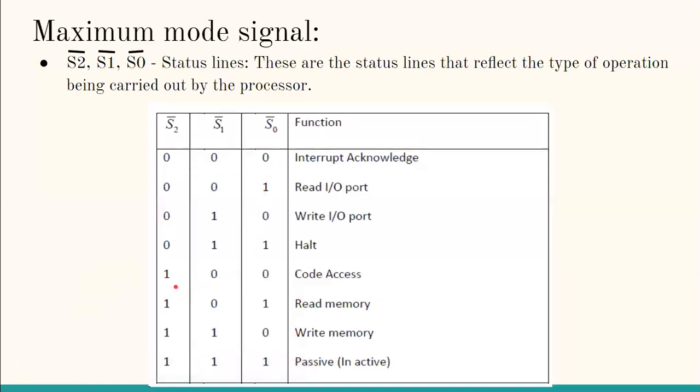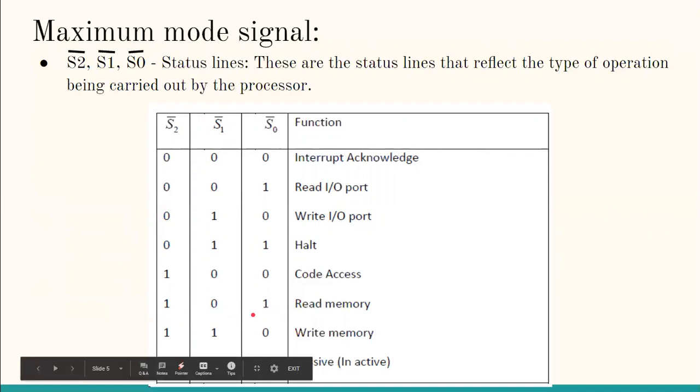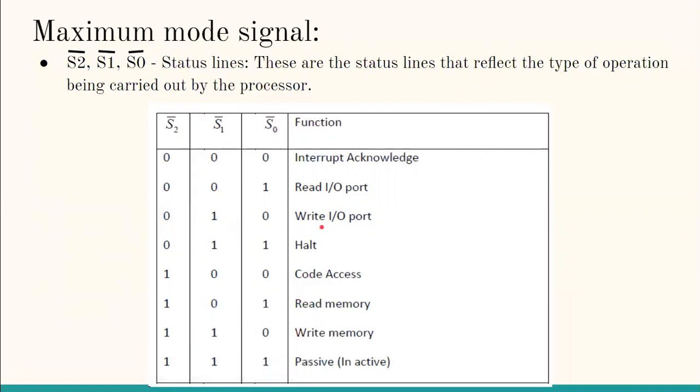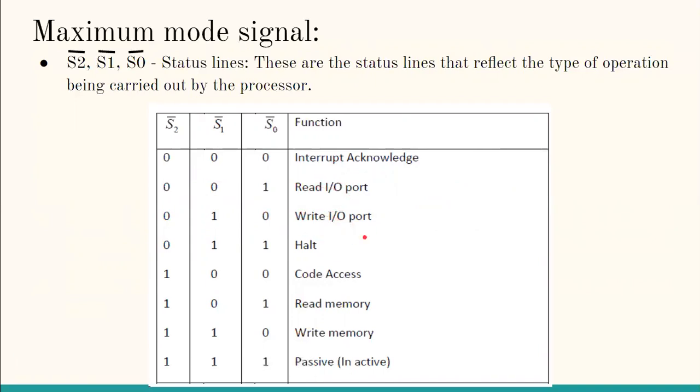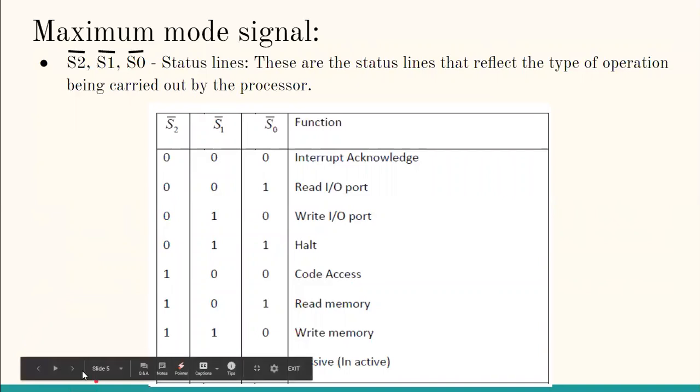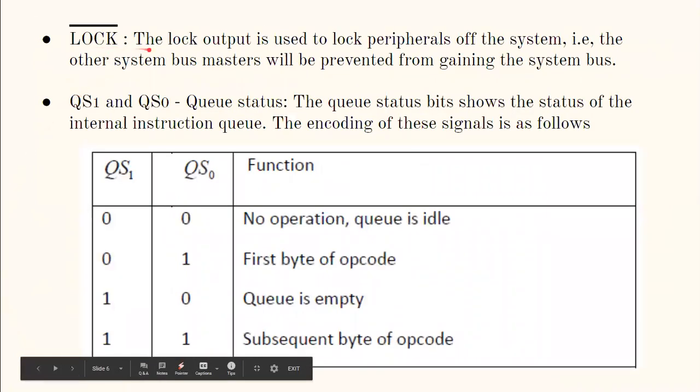For example, if it has 100, that means the processor is fetching the code from the code segment. If it has 101, that means the processor is reading some data from a particular memory location. If it has 110, that means the processor is writing some data to a particular memory location. And if it has 010, it is writing, that means giving the data out at a particular IO port. Like that, each combination has a particular type of operation associated with it, which is indicated with the help of these status lines. Next is lock bar.